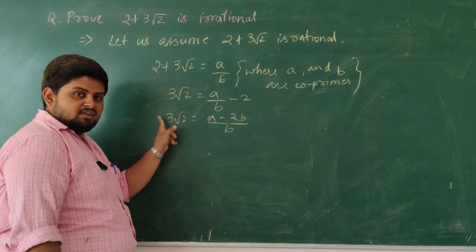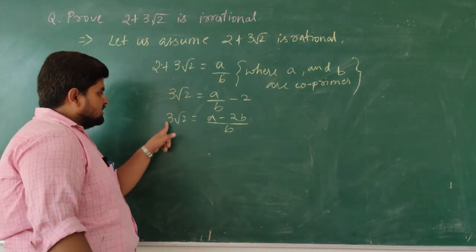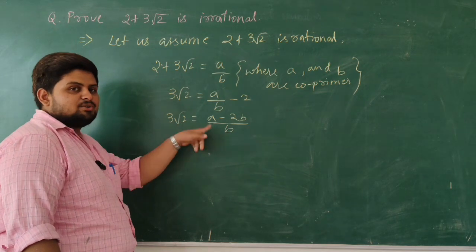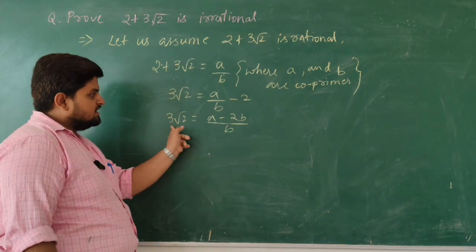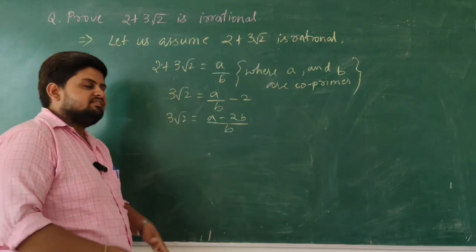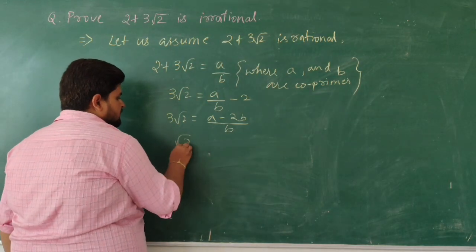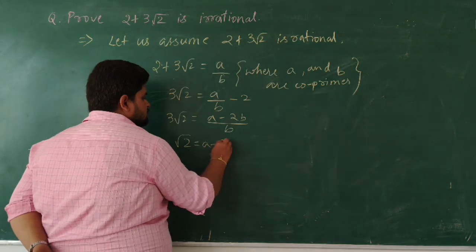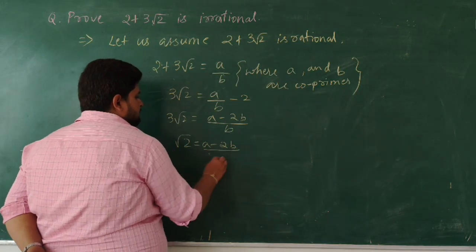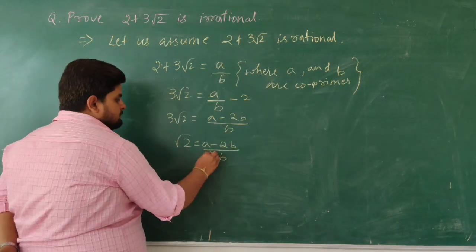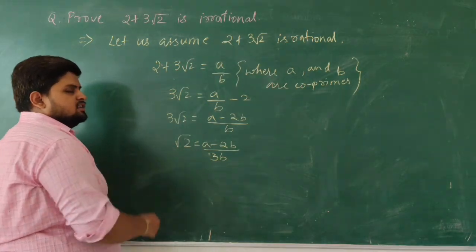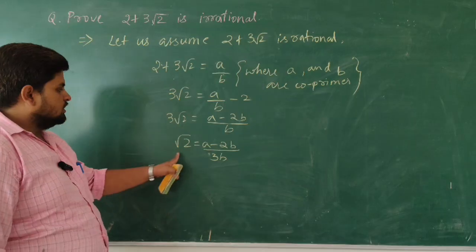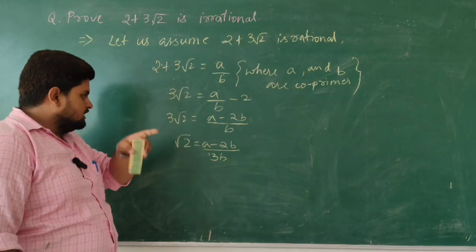Now I want root 2 separately, so I will send this 3 also to the RHS. Here we have 3 root 2, in the sense 3 multiplied by root 2. When the multiplication goes to the other side, it becomes division. So we are left with root 2 is equal to a minus 2b divided by b, and 3 goes to the denominator. So I got root 2 is equal to a minus 2b by 3b.